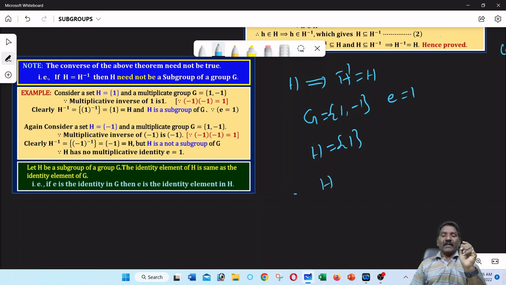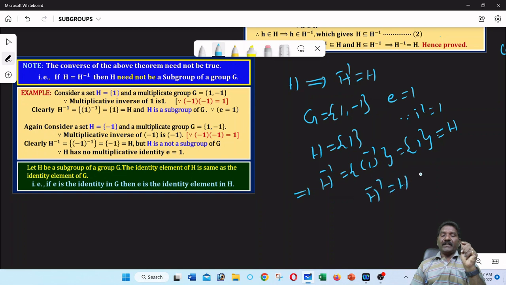This gives H inverse. By inverse of the complex definition, H inverse is {1} inverse. Inverse of 1 is 1. Identity element has self inverse, since 1 into 1 is 1. E inverse is E. So H inverse equal to H. Here H inverse equal to H, and H is also a subgroup of G.